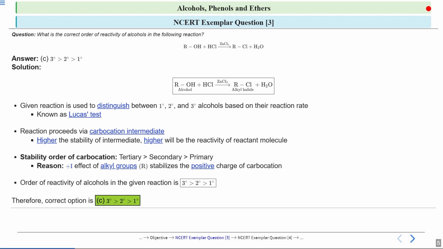Now in the Lucas test, the alcohol when it reacts with HCl in presence of ZnCl2 gives alkyl halide. Alcohols are soluble in water, but their alkyl halides are not soluble. So the tertiary one shows immediate turbidity in the Lucas test, whereas the secondary one shows turbidity after some time. And the primary one does not show turbidity at all.